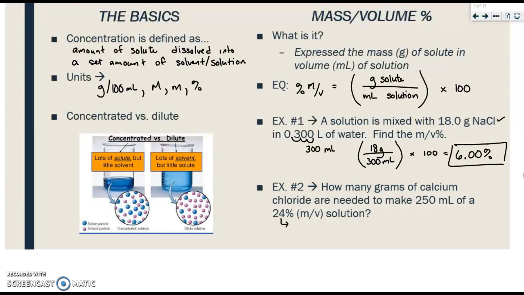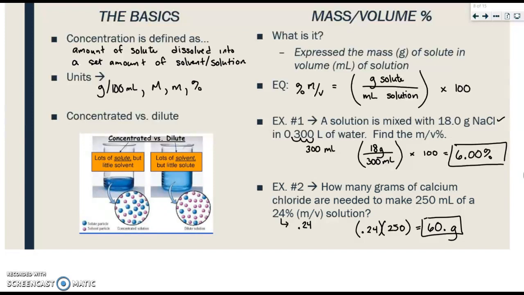We're going to just convert our percent to a decimal, so that becomes 0.24. And then after we convert our percent to a decimal, we just take that percent times the given volume, and we get 60 grams. We need to put the decimal at the end for proper sig figs. This problem is basically a fancy way of saying, what's 24% of 250? And that's exactly what we did.